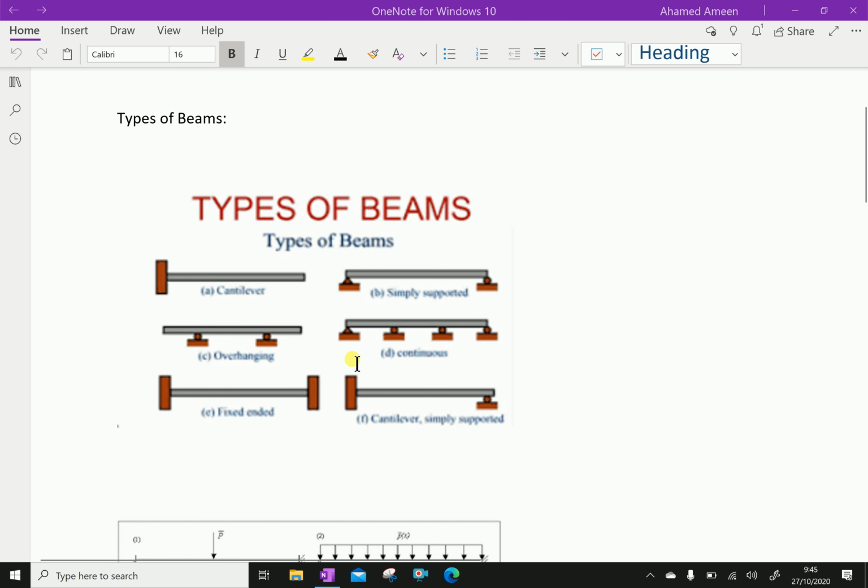Next one, continuous beam. Here it's also a simply supported beam, but the supports are at more than 2 points. That means here there are 4 supports, and the beam is resting on these supports. It's a continuous beam.